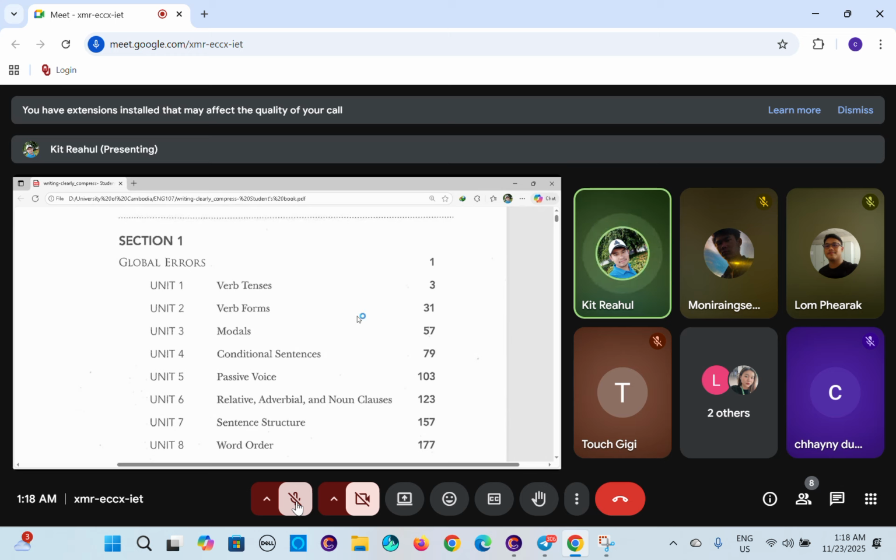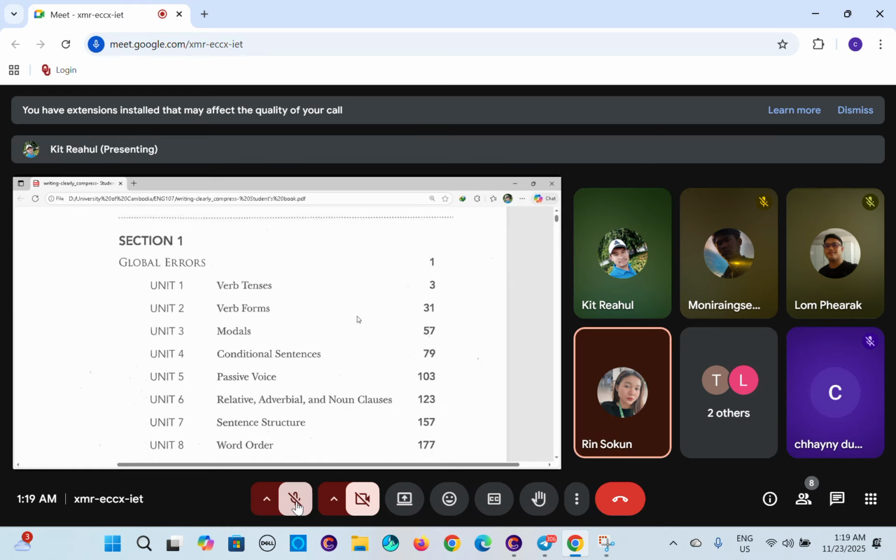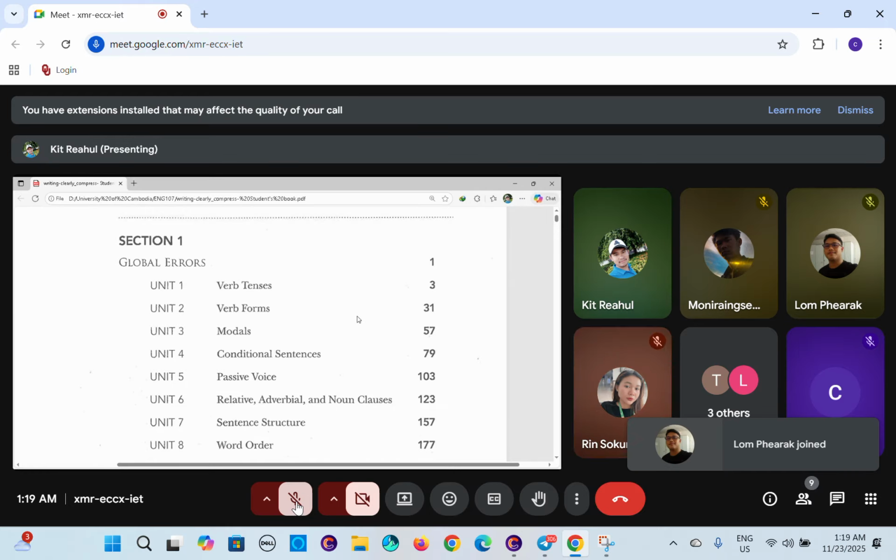Everyone, look at Unit 1, and the title of the unit is about verb tenses. How many tenses are there in English, everyone? You're right, there are 12 tenses.